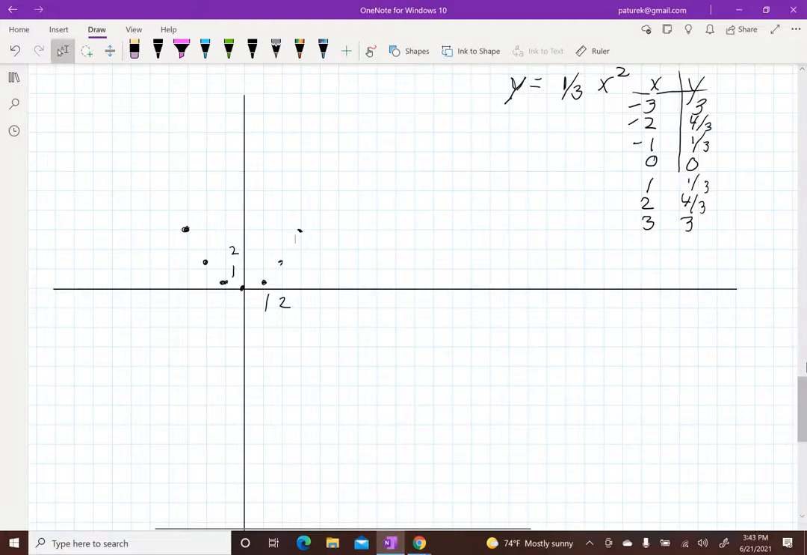All right, Monday, June 21st, 2021, Math 3 Spring. A little bit of notes after class from Mr. Turek about domain and range.